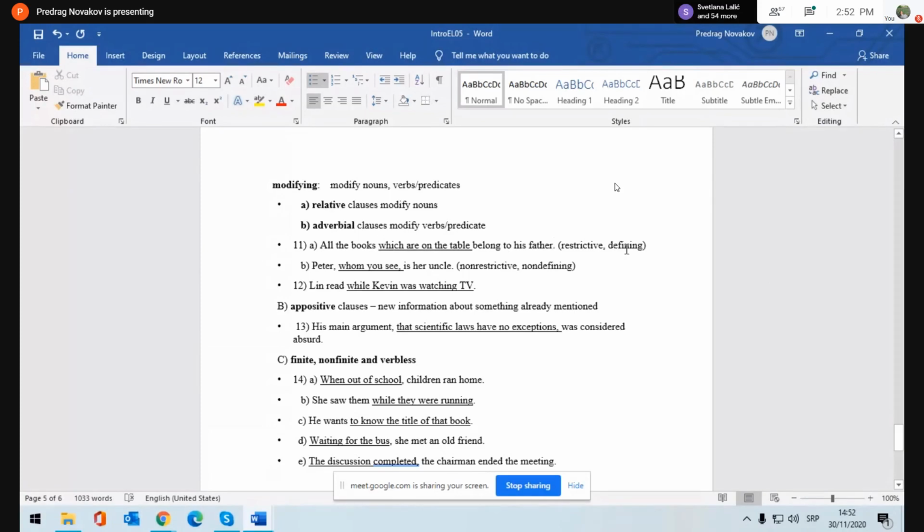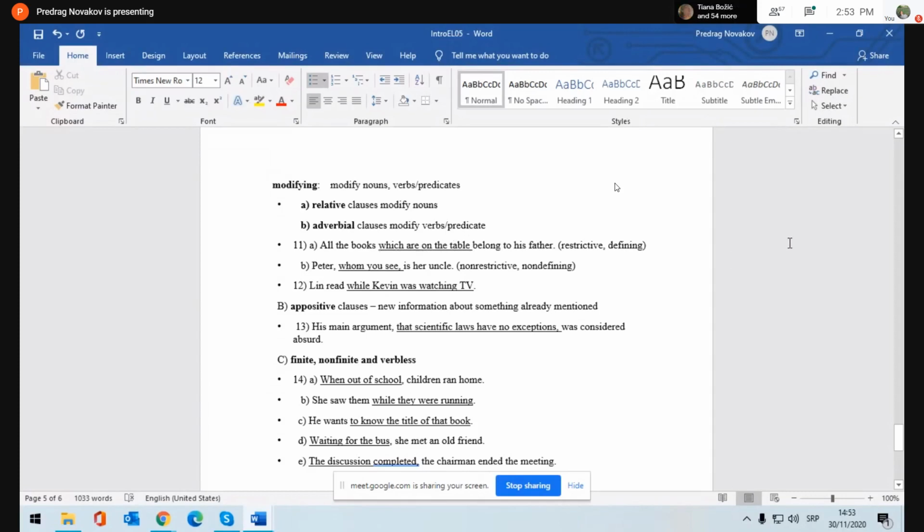So we call it defining or restrictive because it actually, as you said, explains the noun books. Not any books, but books which are on the table, explaining the noun, okay? We cannot omit it. If you omit it, you do not get the same sentence. All the books belong to his brothers. It is not the same sentence, okay? So you cannot really omit this piece of information.